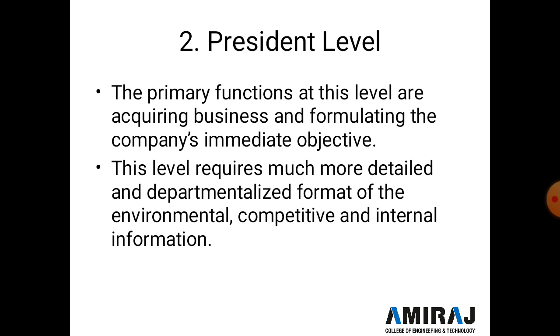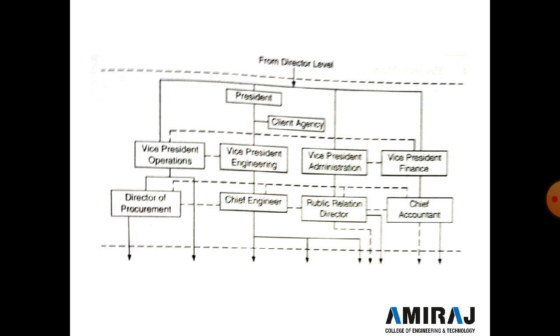Now next, second is the president level. The president level is the second level of management. The primary functions at this level are acquiring the business and formulating the company's immediate objectives in line with the board's plan and strategy. This level requires much more detailed departmentalized formats of the environmental, competitive and internal information, and it also requires progress reports that summarize for each project its status, current and future cost and schedule performance, and problems.